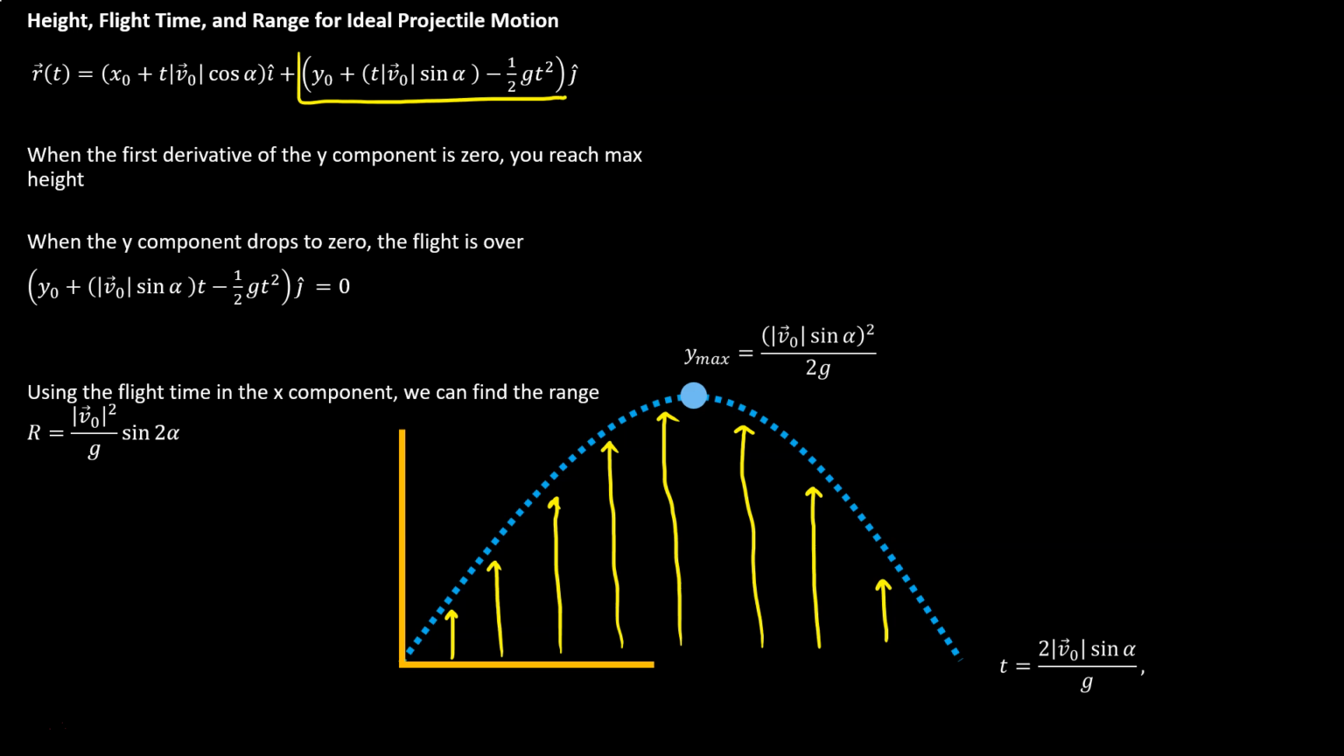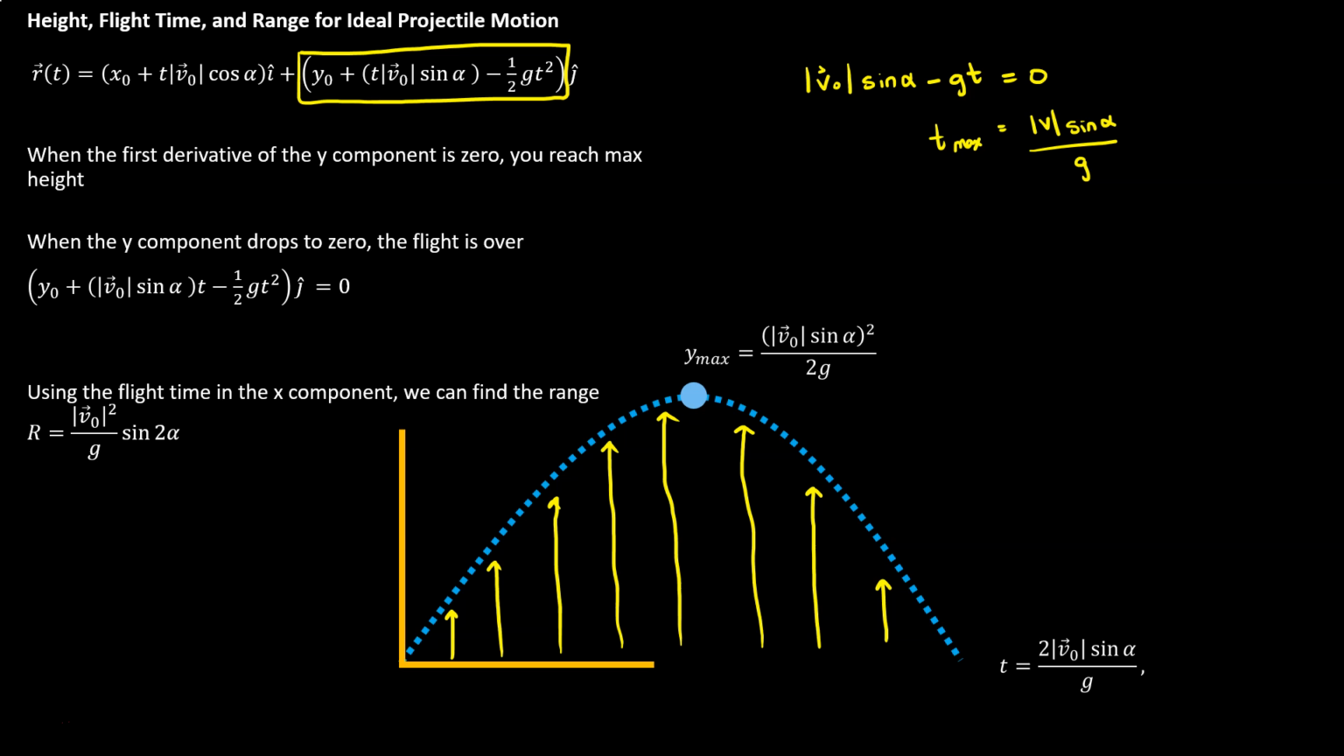So if we take the J hat, find the first derivative with respect to t, set it equal to 0, we'll find t max. Taking that first derivative, y0 is a constant, so that would be 0. The derivative of the second term would just be the coefficient of t. And then the derivative of the third term is going to be 2 times 1/2 times negative gt, which would just be negative gt. So that's the derivative of the J component. If we set that equal to 0, we can solve for T. And we're going to call this not just T, but T max. T max is where we reach maximum height.